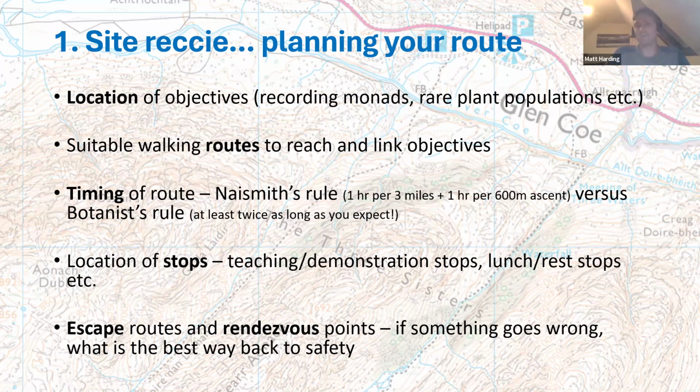First of all, is the location of your objectives, whether they're empty monads that you want to record plants in, rare plant populations you want to visit, or old records you're trying to re-find. You need to think out suitable walking routes to reach and to link these objectives. Doing a circuit often makes a better day than a there and back. But having said that, we've all experienced walking back the same way and finding new things. I reckon you miss maybe 20% of things going one way. So it's not crucial, but it is useful to think about how you're going to link your day.